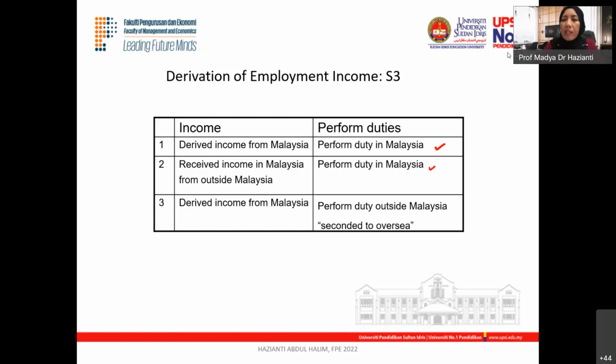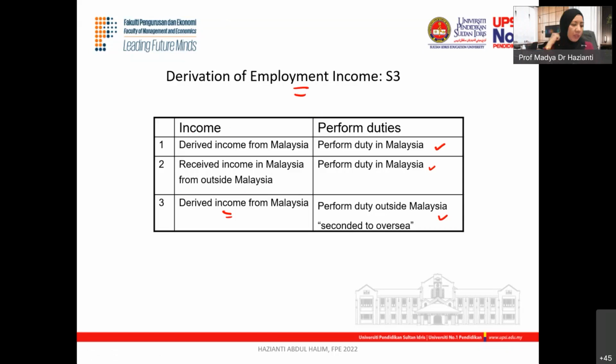Or derive income from Malaysia, perform duty outside Malaysia. Saya kena pergi attachment dekat Australia contohnya, one of the universities, so I have to go work there. Saya kena perform duty saya outside Malaysia, I have to go give lecture outside Malaysia. Tapi income saya kerajaan Malaysia yang bayar. So because dikira I am seconded to overseas, also considered as employment income and subject to tax in Malaysia.